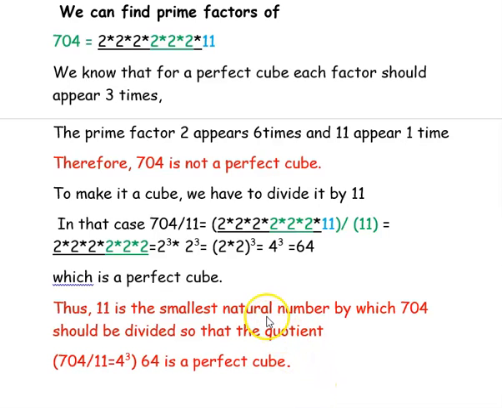Hope you have understood how to find the smallest natural number by which the given number should be divided using the prime factorization method to make the given number a perfect cube number.